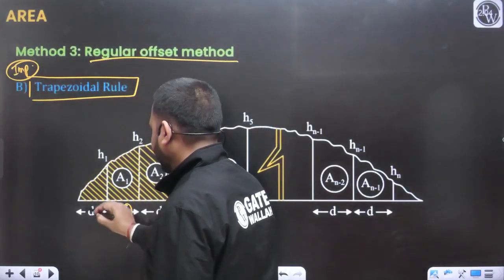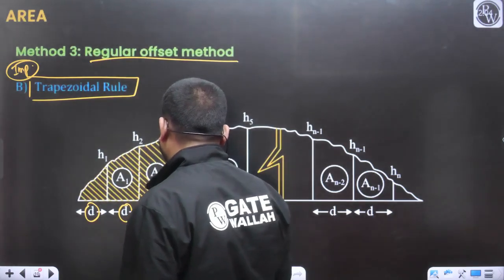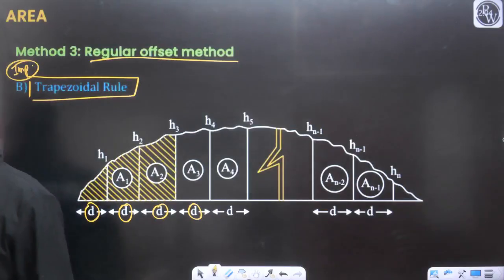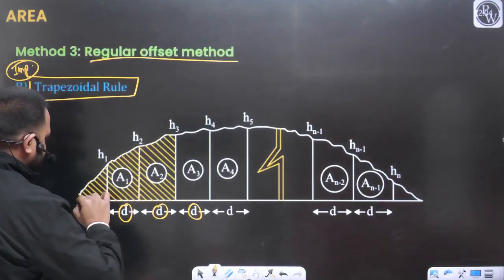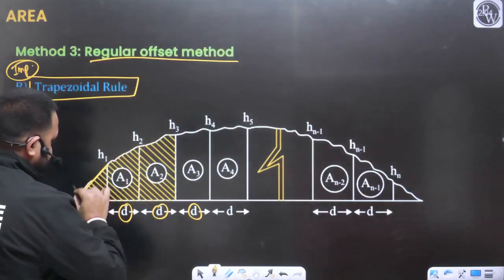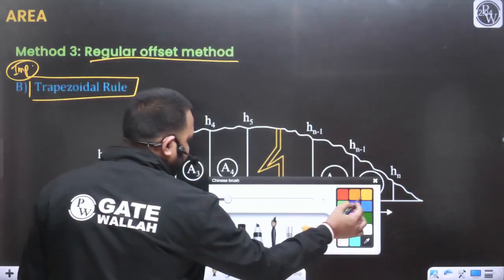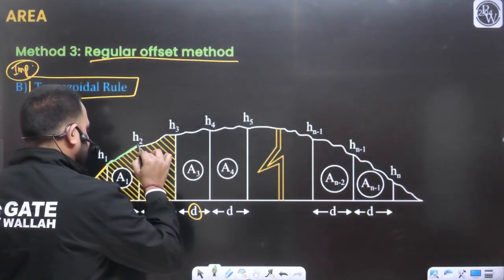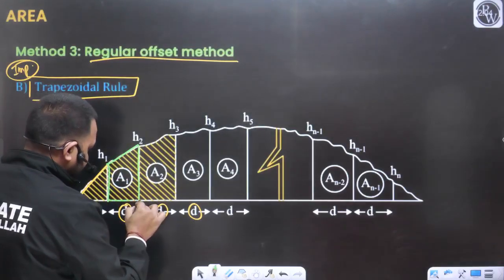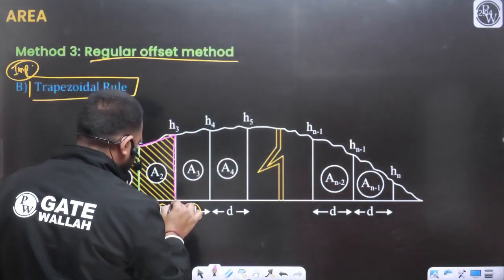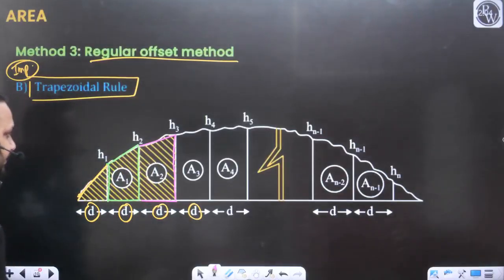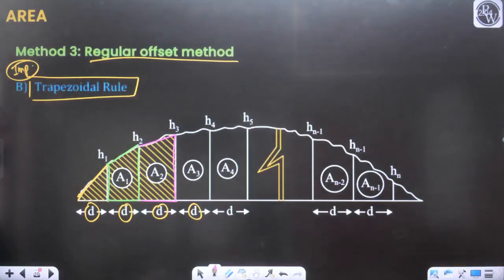Again, this d is fixed. All the offsets that we have taken are at a regular interval. Now what we are doing? For example, this is your offset, and we are calculating this area. Again, for the area between these two offsets, we are calculating this area, something like this. Let's try to understand the approach. On that basis, we can calculate the most accurate area as compared to the previous method.